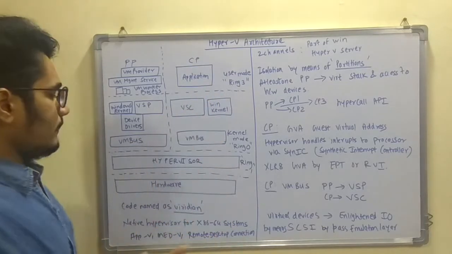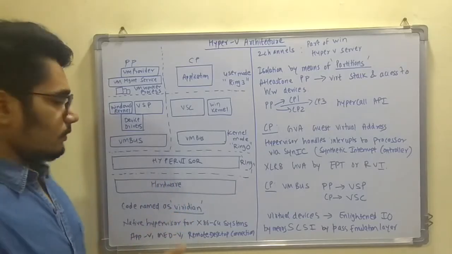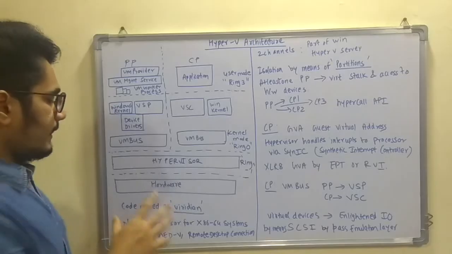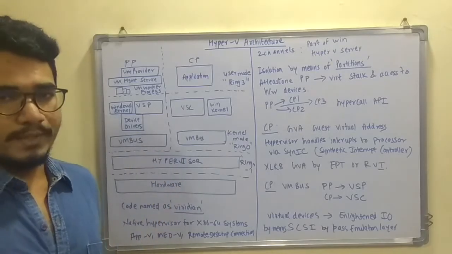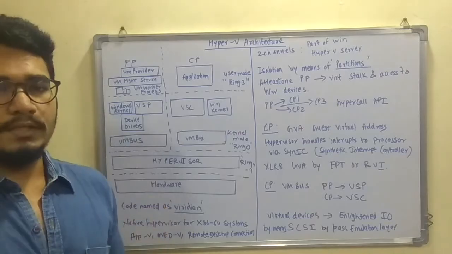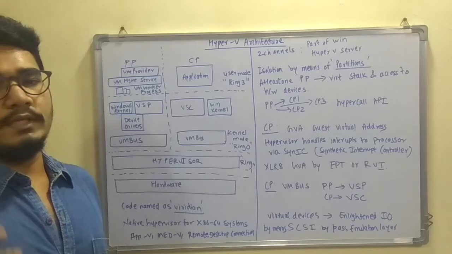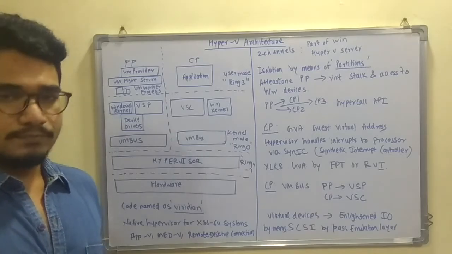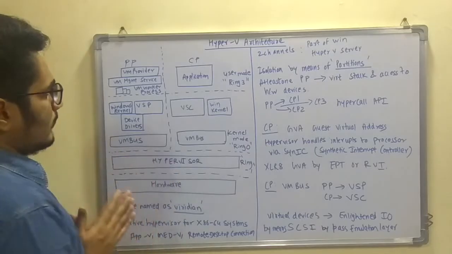Now, Hyper-V is code named Viridian. It is a code name where you can easily identify that this is Hyper-V for the Microsoft Windows operating system. It can be seen in Windows 2008 as well as Windows 8, 8.1 and the Windows 10 version. Now, let us see the architecture of this.